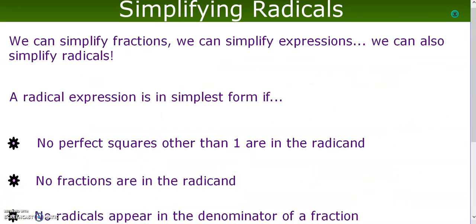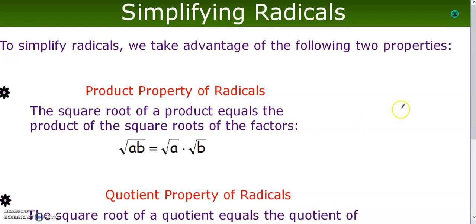We can simplify radicals. Just like we did before, a radical expression is in simplest form if there are no perfect squares other than 1 in the radicand. There are no fractions in the radicand. No radicals appear in the denominator of a fraction. So we have to make sure none of these things occur. If they do occur, then we're just not done with our math problem yet.